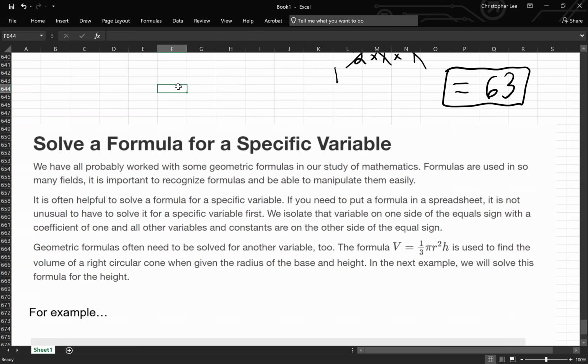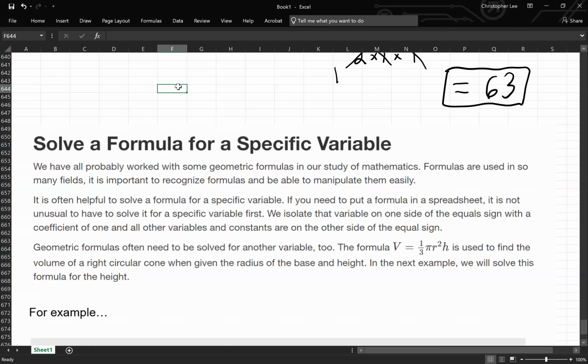It is often helpful to solve a formula for a specific variable. If you need to put a formula in a spreadsheet, it is not unusual to have to solve it for a specific variable first, right? We isolate that variable on one side of the equal sign with a coefficient of 1, and all the other variables and constants are on the other side of the equal sign. Geometric formulas often need to be solved for other variables too.